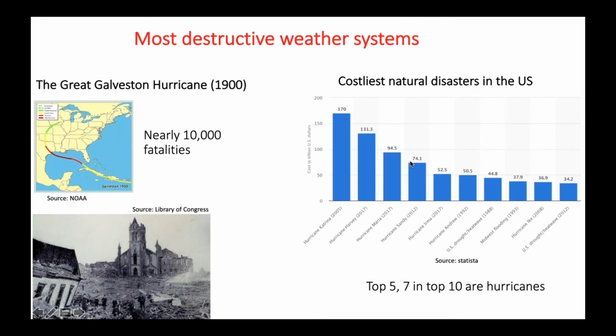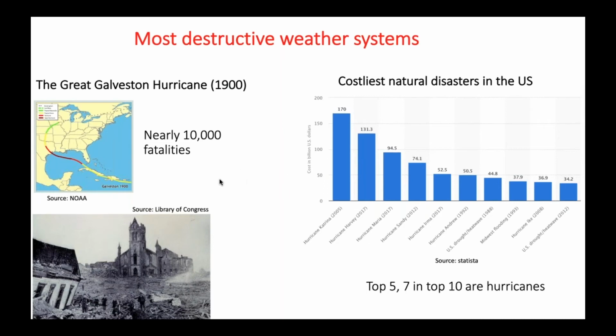So tropical cyclones or hurricanes are the most destructive and persistent natural hazards in the global tropics and subtropics, including in the US. So to date, the deadliest natural disaster in the US has been a hurricane, which is the Great Galveston Hurricane of 1900. So it was basically a Category 4 hurricane that made landfall in Galveston Island near Texas and was responsible for nearly 10,000 fatalities. So that's that.